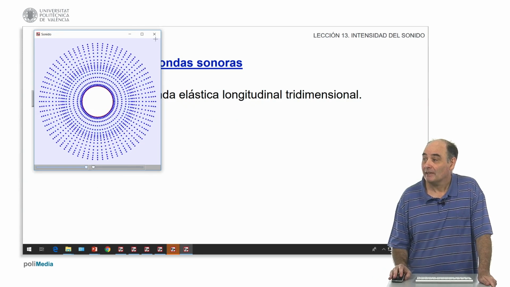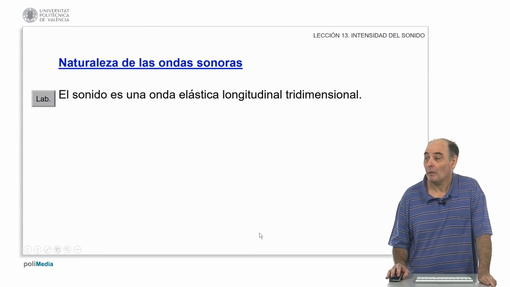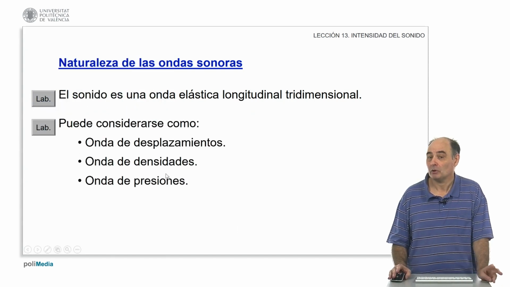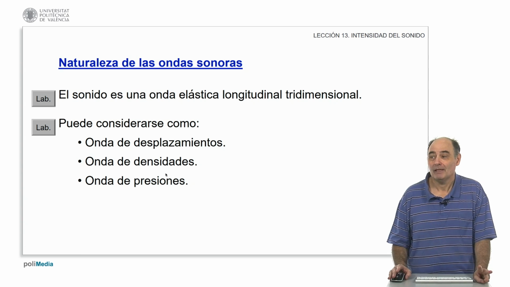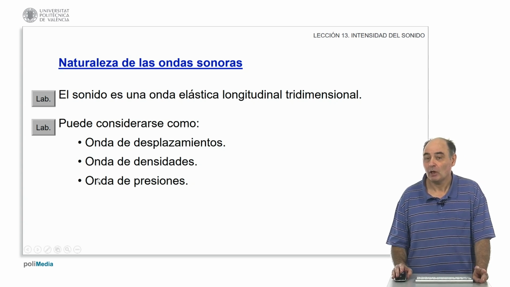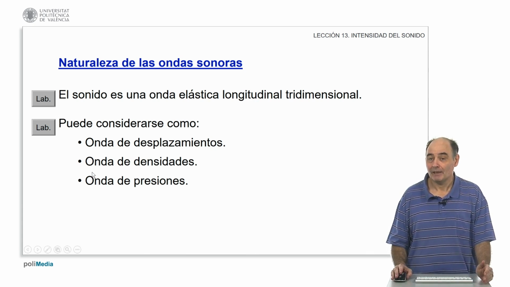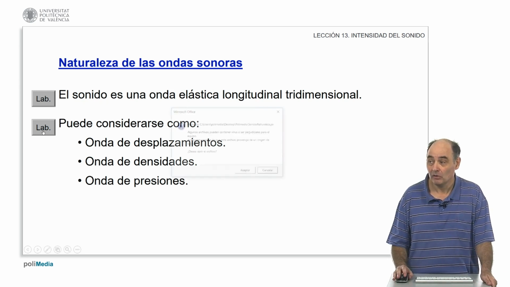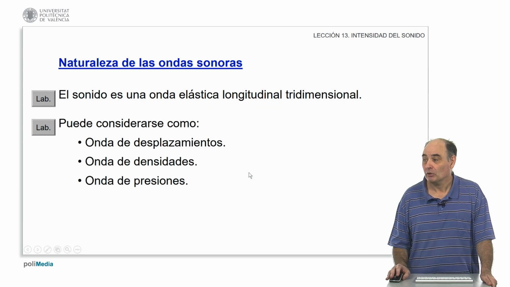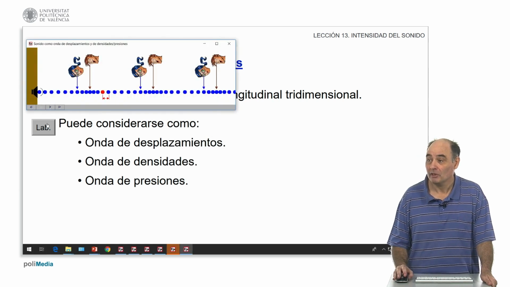And what kind of wave is sound? Well, we can see that it is obviously a wave in which things move. However, it is usually said that it is a triple wave. It is a wave of displacements. It is a wave of densities. And it is a wave of pressures. That is, it propagates as the particles move. It propagates as they are depressed. It propagates as the medium is dense. To understand this triple effect a little bit, let's see it with this one-dimensional simulation.